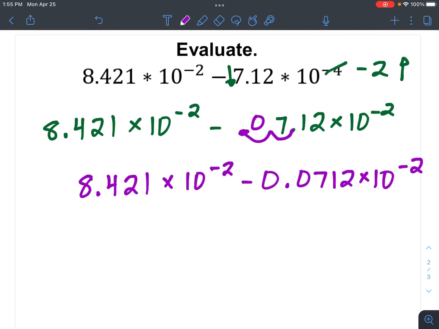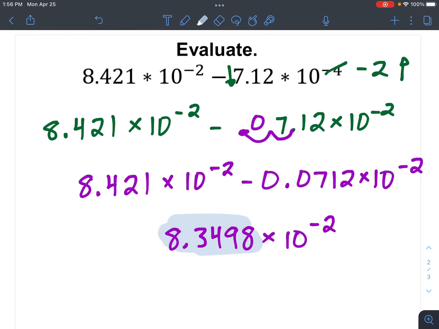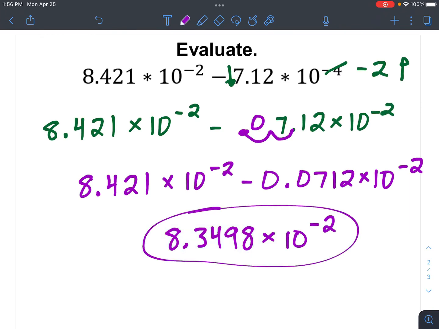Ooh, this is going to be a challenge for me to do in my head, isn't it? Oh, you know what? There's no shame in grabbing a calculator. So that's exactly what I'm going to do. 8.421 minus 0.0712, and that ends up being 8.3498. And once again, this part of our answer is between 1 and 10. That is good. That means there is no additional work necessary. So that is our answer.